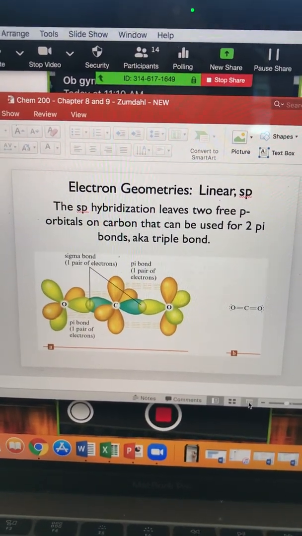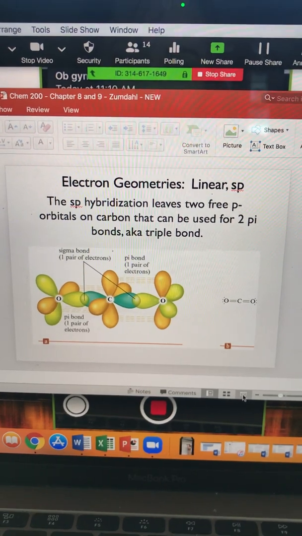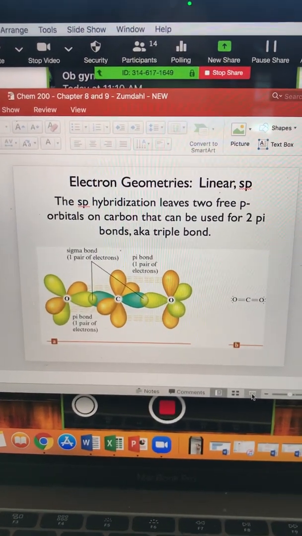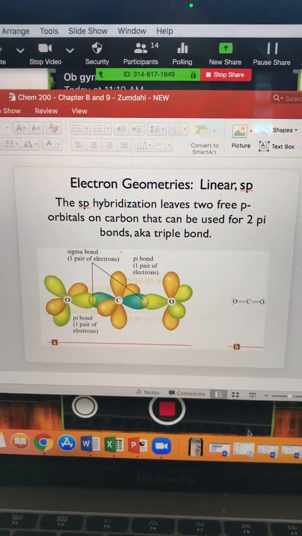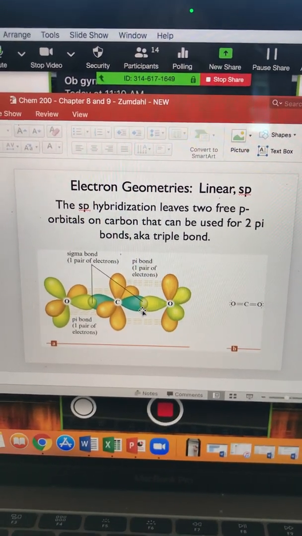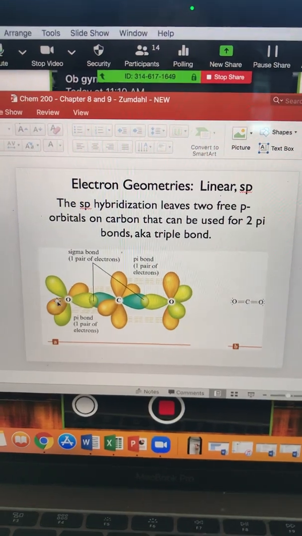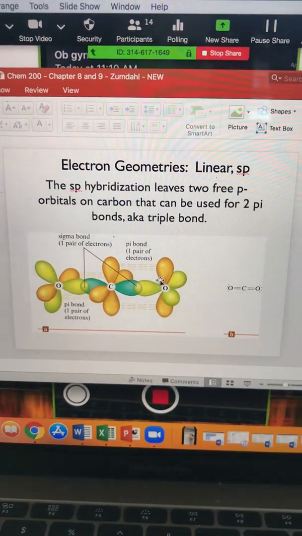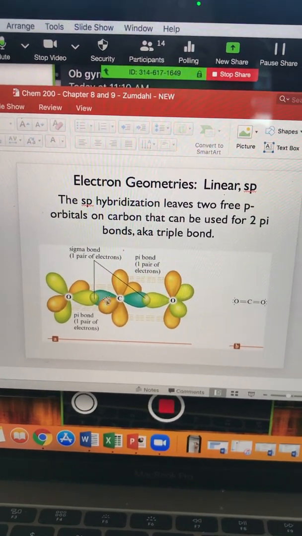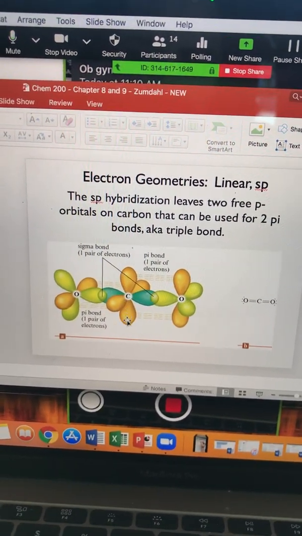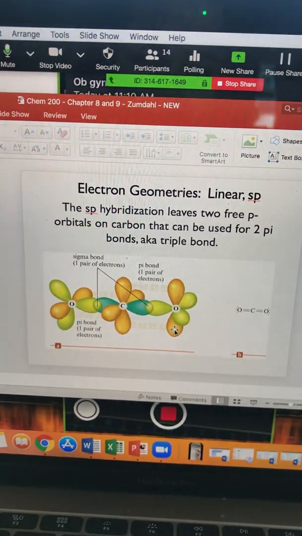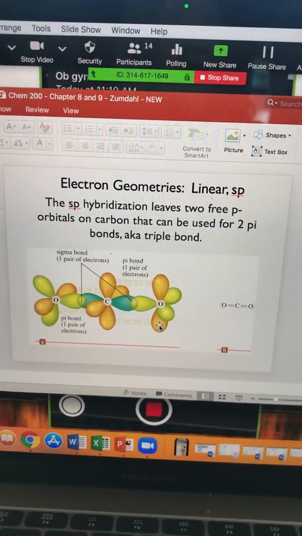And this is the one that I didn't draw because it's absolutely horrible to look at. But when you have two pi bonds, you've got the sigma bonds here, and then these free p orbitals are the ones doing the first pi bond, and then this free p orbital on the carbon and this free p orbital on the other oxygen.